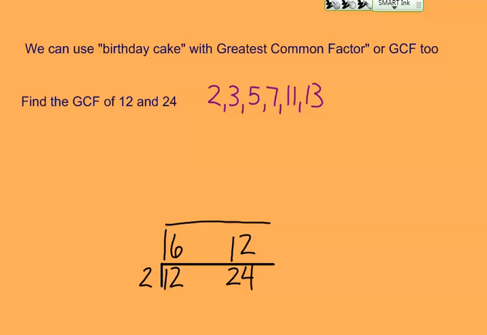Now we're going to check 2 again. Does 2 go into 6? Yes. Does 2 go into 12? Yes. So we're going to divide by 2. 2 goes into 6 3 times. 2 goes into 12 6 times. So we do our cake. Will 2 work here? The answer is no, because 2 doesn't go into 3. 2 goes into 6, but not 3, so we can't use 2 anymore. So now we try 3. 3 goes into 3 1 time, and 3 goes into 6 2 times.